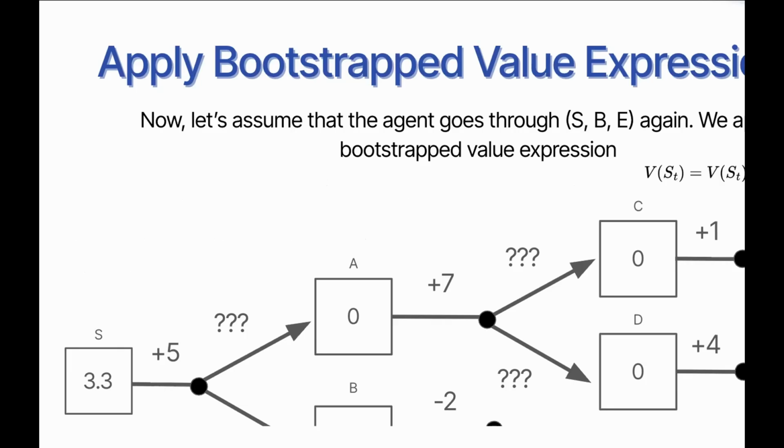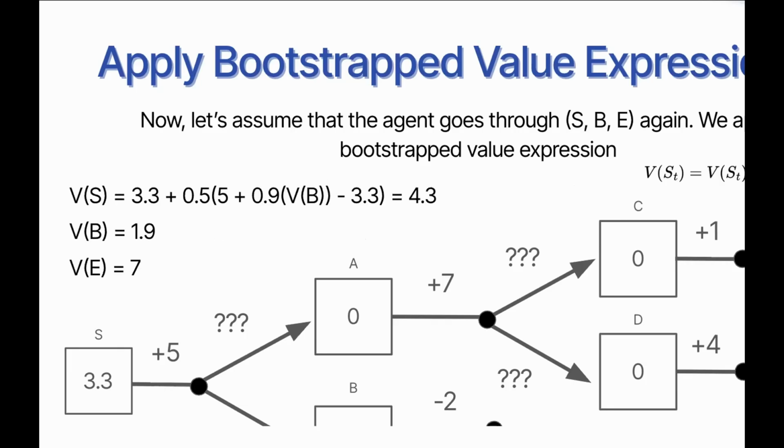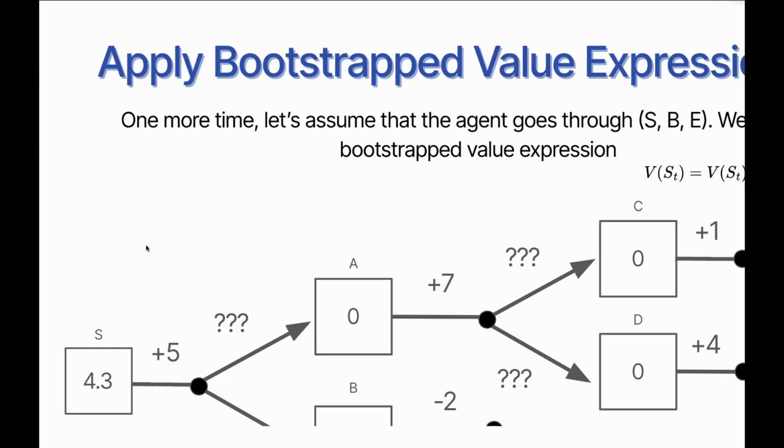I want to see what's happening here. We're applying the temporal difference update. Let's do that again. I'm going to go through it faster now. You go through SBE again. You do the same: 3.3 plus the step size times the reward plus the discount factor times V of B, which is 0.3, minus 3.3. You get 4.3. You do the same at B, and the same at E. You get these two numbers. Trust me, you just get these numbers.